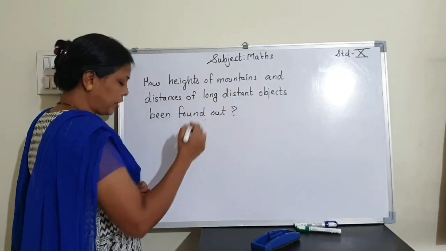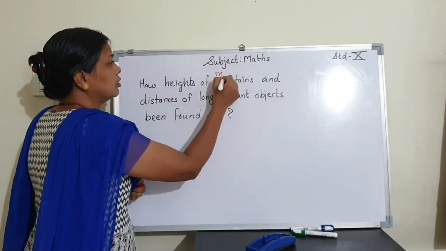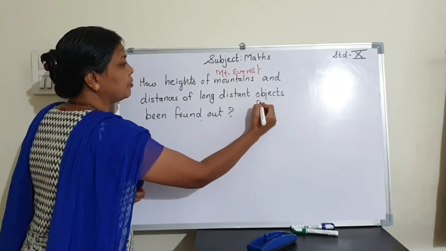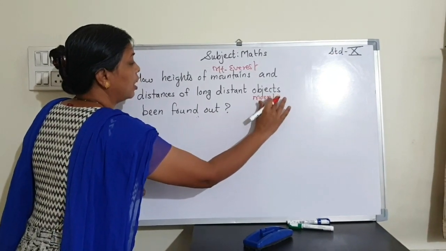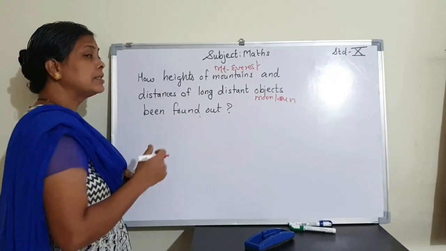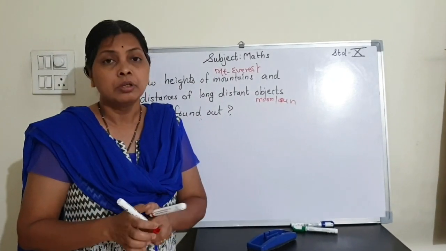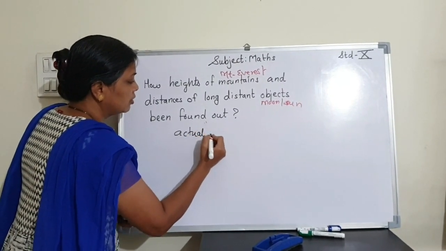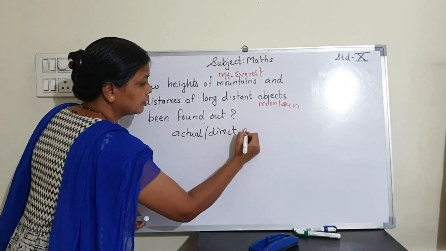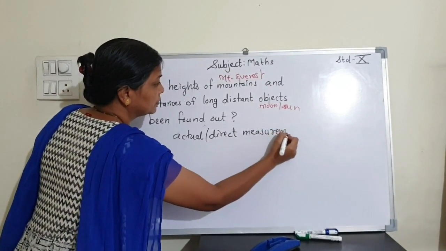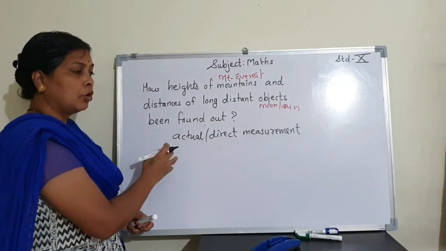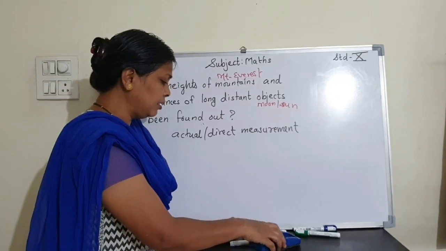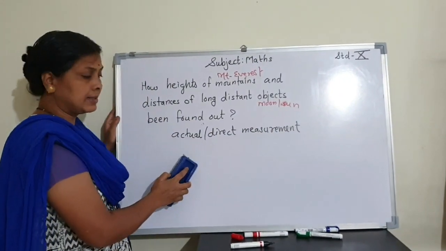Now heights of mountains, for example, say Mount Everest, or distant objects could be the moon, earth, sun. So how have these distances been found out? Do you think these are found by actual or direct measurement, by measuring it with tape? So this question is open to you. Think over it, and I am giving you an example. Then we will start our lesson.